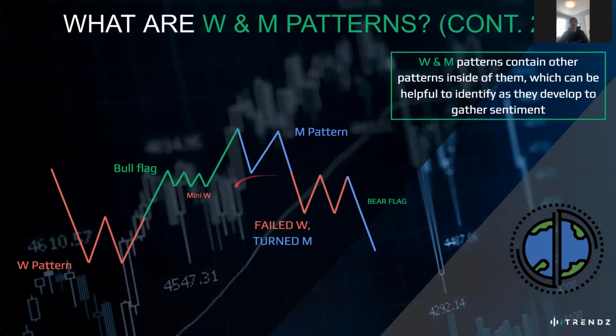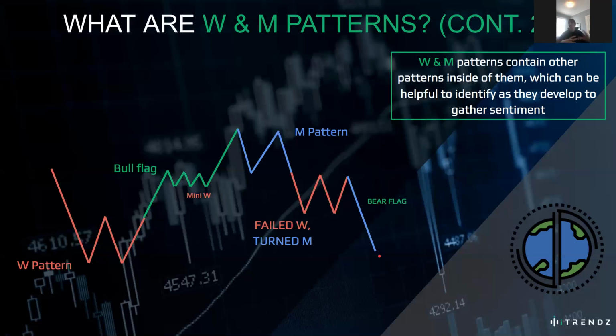Your M pattern here is super important because once you break that neckline, you come down here and form a little W that begins to fail. And what do you have here after you break down below your double bottom? You have a bear flag. So your failed W turned into an M pattern, broke the neckline, and formed an overall bear flag.